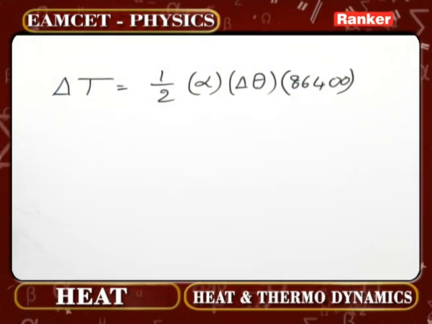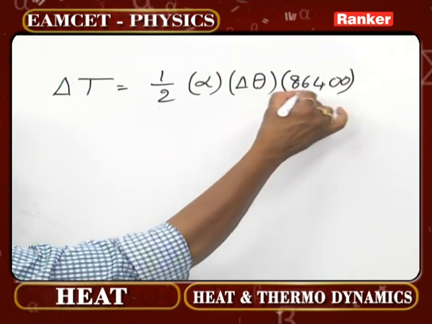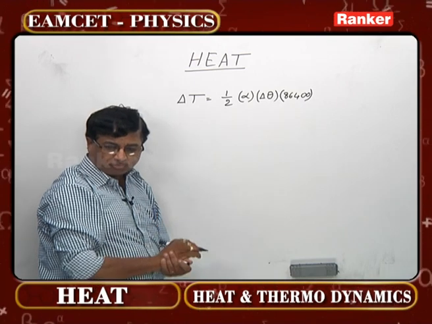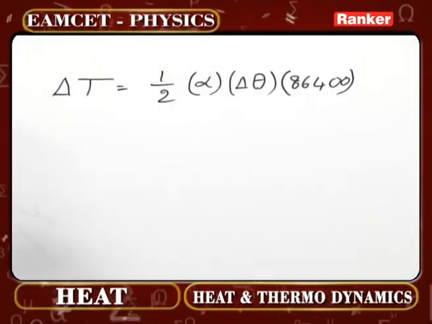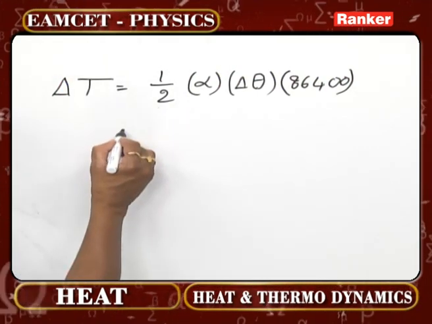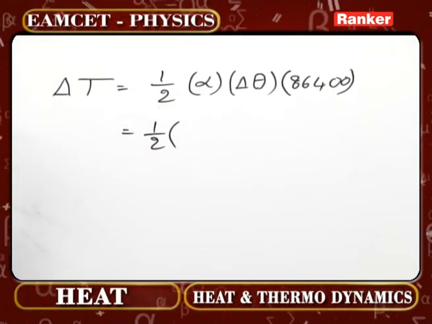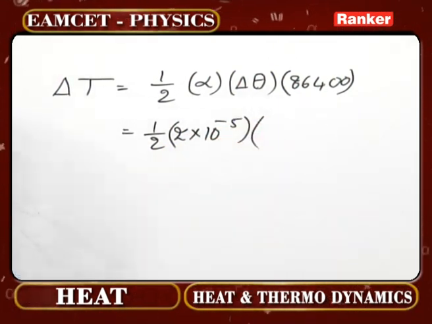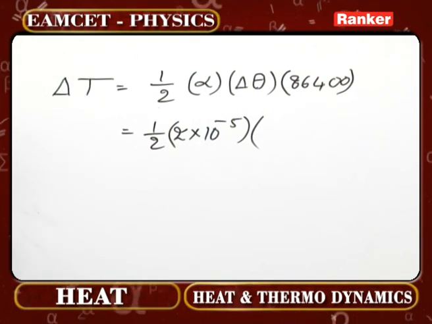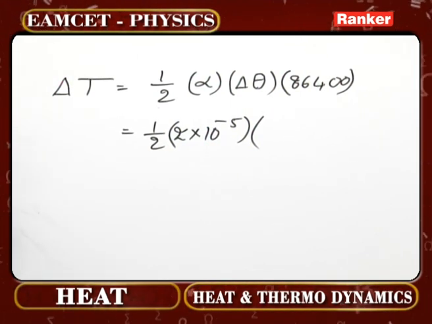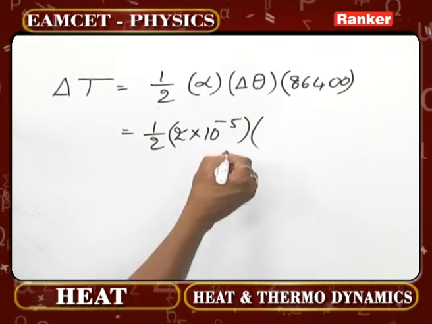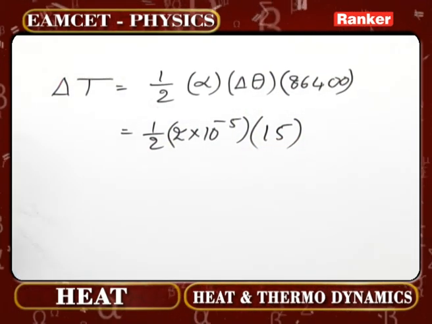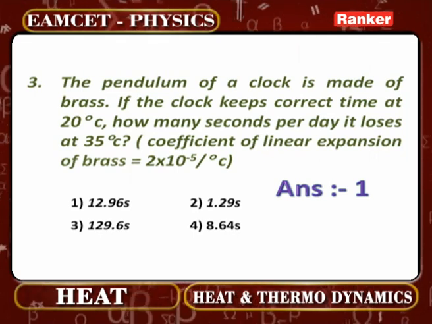Suppose in the question it is asked per 1 hour, then 86,400 should not be written there. 1 hour is 60 minutes, each minute is 60 seconds, so you have to write 3,600 seconds there. So automatically half into, what is the value of alpha given for brass, 2 into 10 to the power minus 5, into the variation in temperature. At 20 degrees centigrade it was showing correct time; at 35 degrees centigrade it is giving a wrong time. That means the difference is 15.